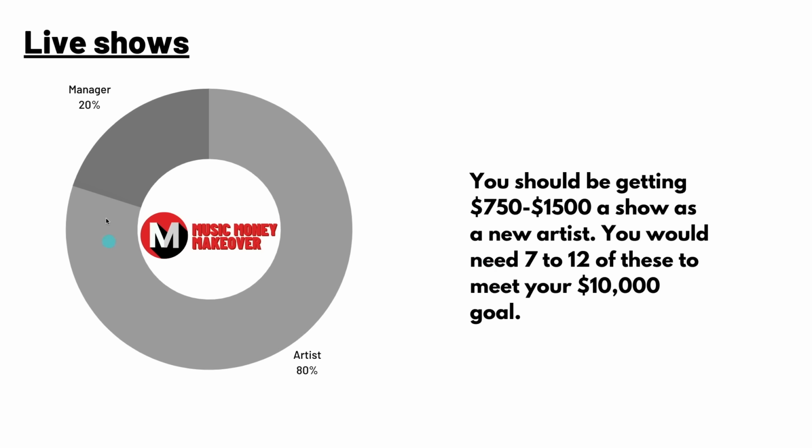And chances are you might have a manager that may be helping you. And this is the likely scenario, 80% to you and 20% to the manager. Remember, there's no record label. At this point with the new artist, you probably don't even have an attorney. You're just kind of winging it and trying to get yourself together. So this is what the scenario will look like. Get 7 to 12 of these and get $10,000. So now, those are the top ways to make $10,000 as a new artist. Hopefully I haven't confused you.